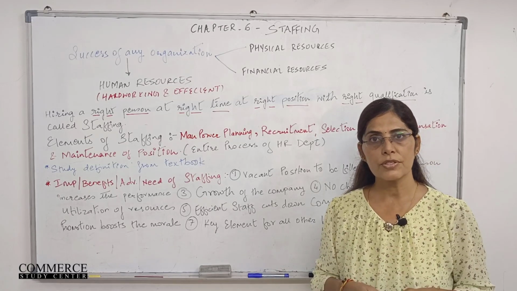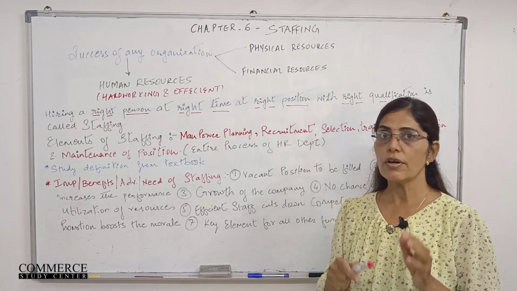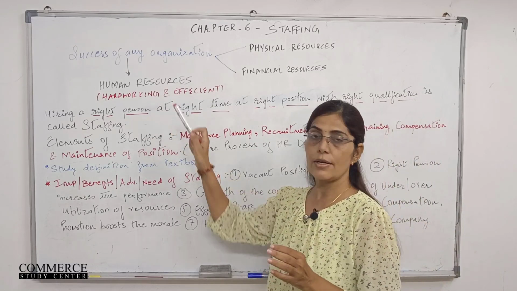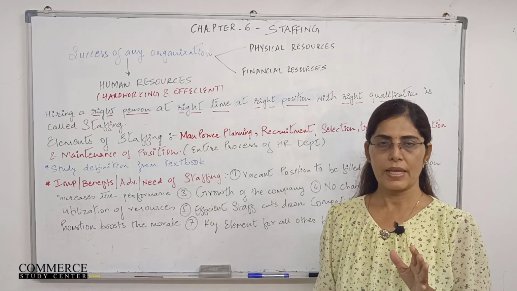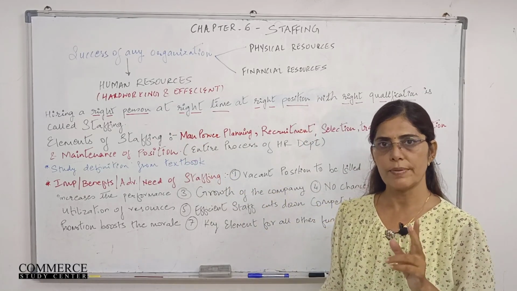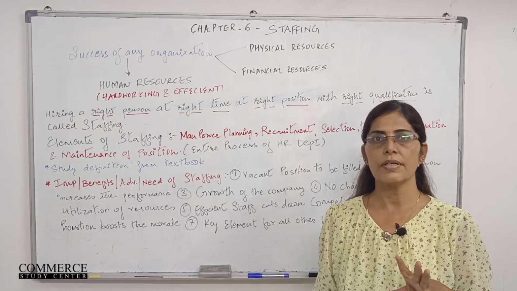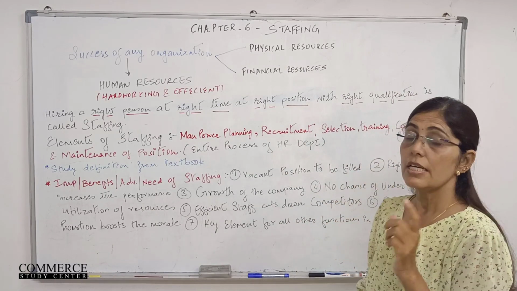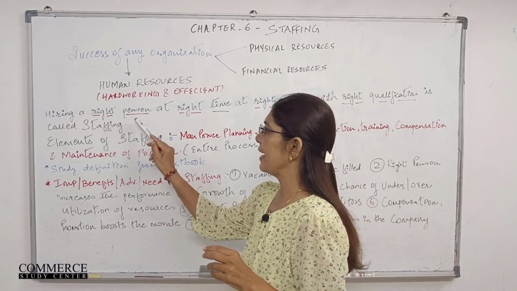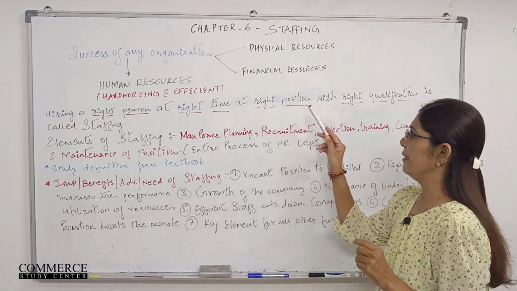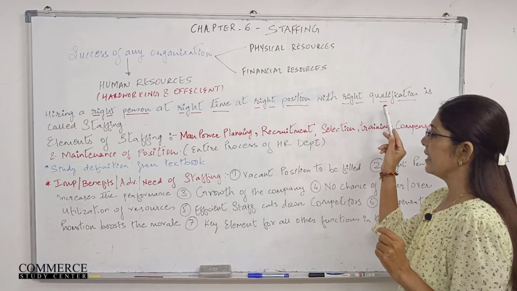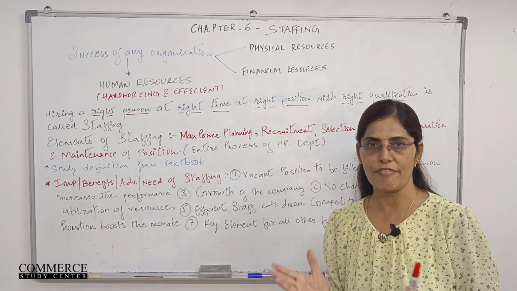And what kind of human resource are we looking for? We are looking for the resource that is hardworking and efficient. These two words are very important to keep in mind, hardworking and efficient, because that's going to help you understand the chapter staffing. So what does that mean? Hiring the right person at the right time, at the right position, with the right qualification is called staffing.